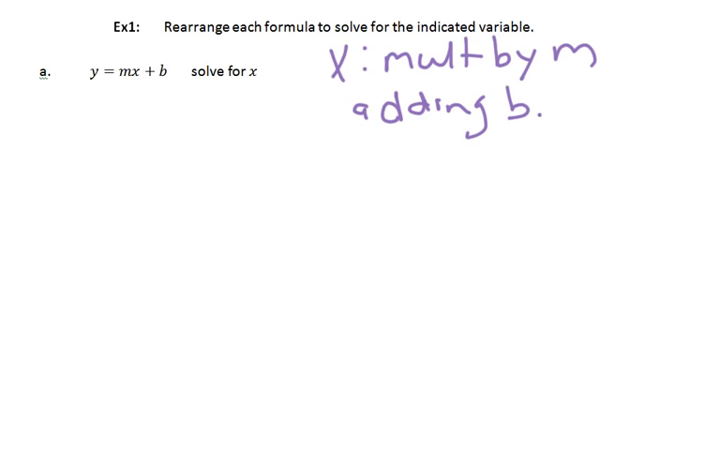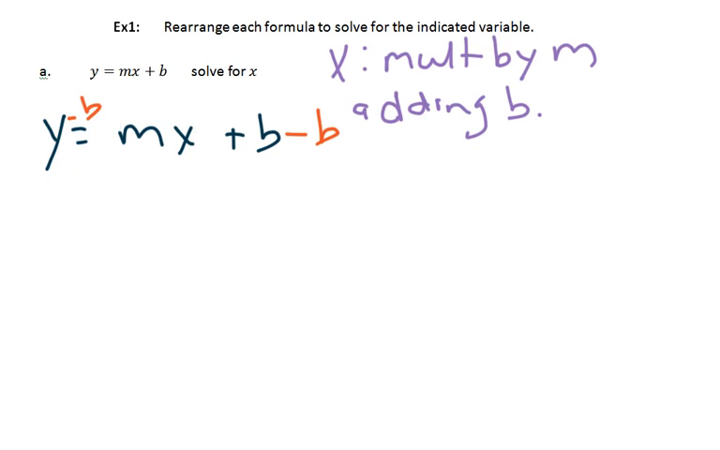So if we want to solve for x, then let's work in the reverse order to undo these steps here. So the first thing that we need to do to get x by itself is to subtract b here. We are adding b. We want to do the opposite operation, which is subtracting. So let's go ahead and subtract b from both sides of the equation. I'm actually going to rewrite the equation down here. y equals mx plus b. So we will subtract b and subtract b.